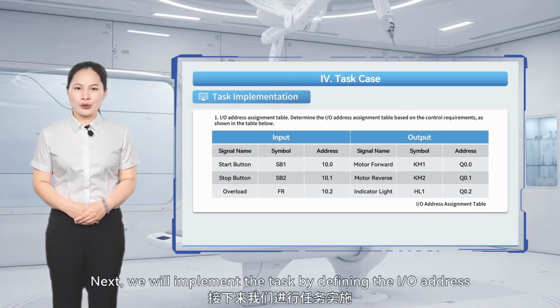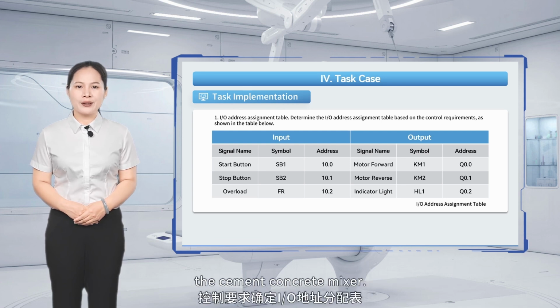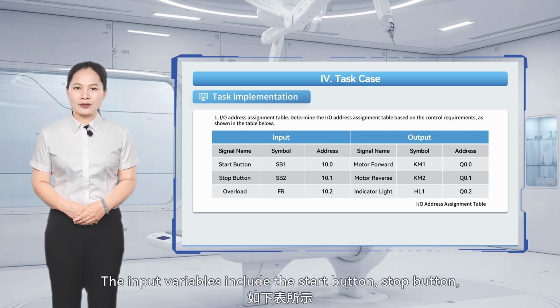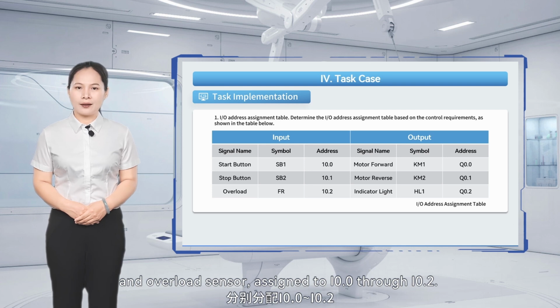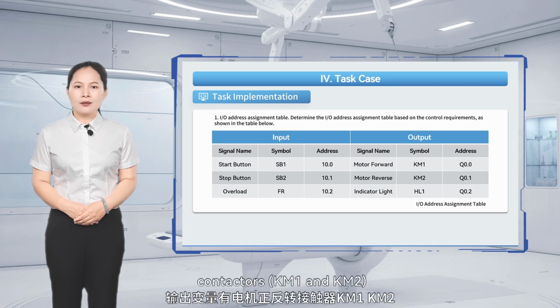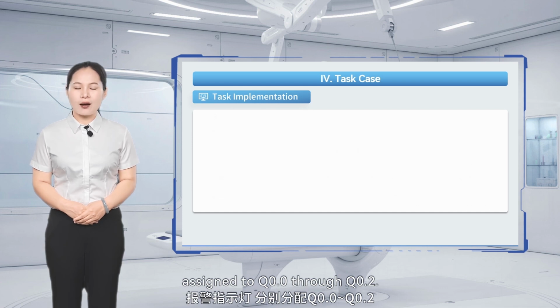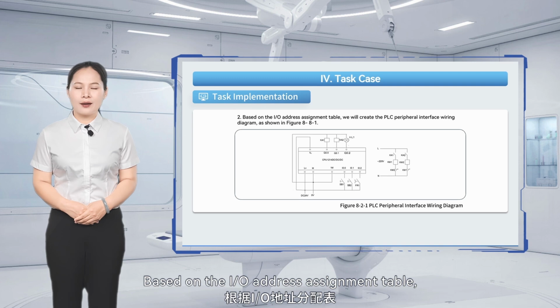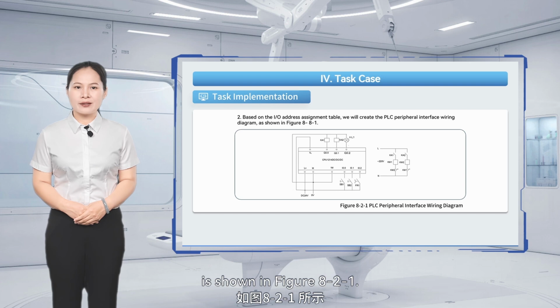Next, we will implement the task by defining the I/O address assignment table according to the control requirements for the cement concrete mixer. The input variables include the start button, stop button, and overload sensor, assigned to I0.0 through I0.2. The output variables include the motor forward and reverse contactors, KM1 and KM2, and the warning indicator light, assigned to Q0.0 through Q0.2.